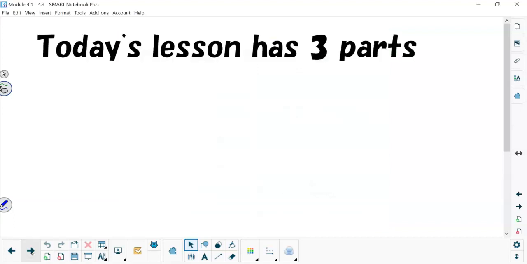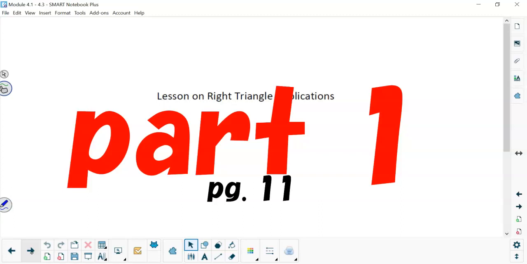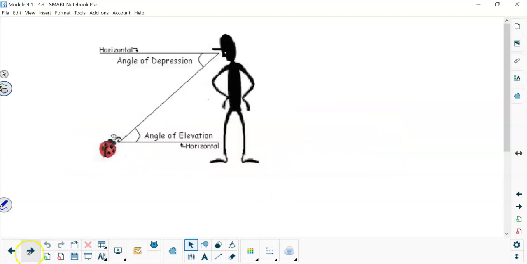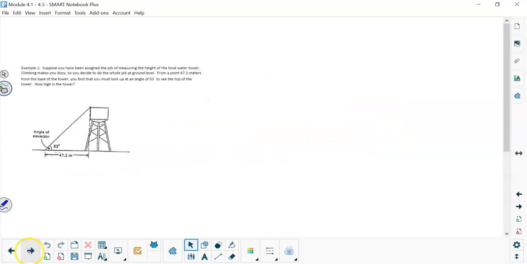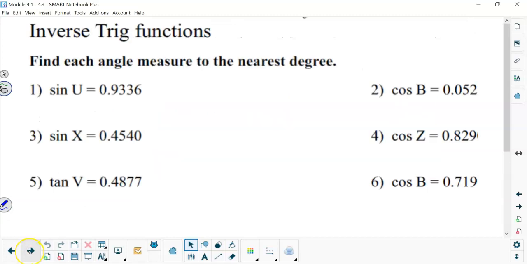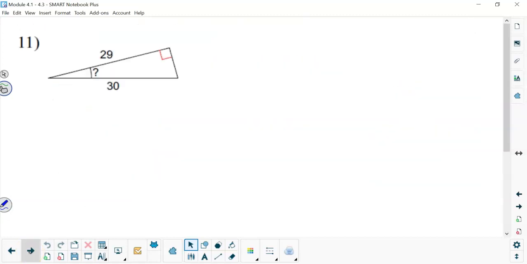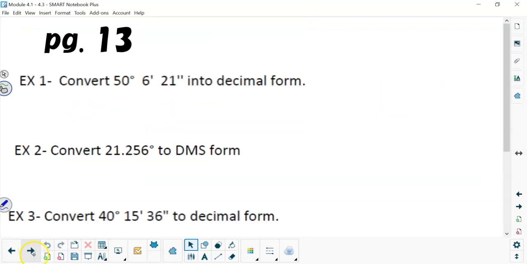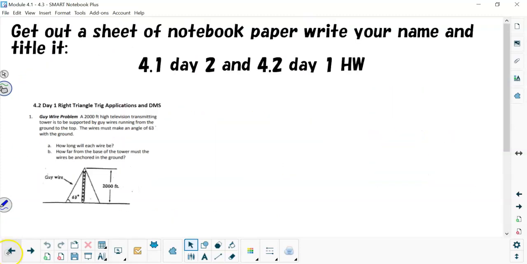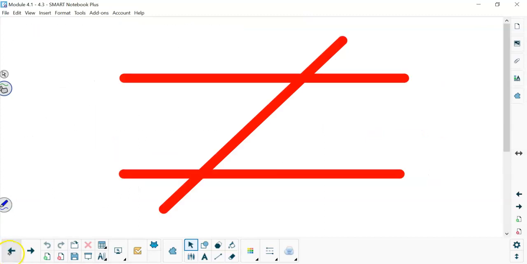All right, you have 3 parts, and I'm just gonna tell you all the parts in the beginning. 3 parts that we're learning today. Part 1 is gonna be angle of elevation. Part 2 is going to be actually finding an angle measure. Part 3 we are not going to get to today, but part 3 is going to be converting decimal, seconds, and minutes. I'll talk more about that tomorrow. Let's go ahead and back up to part 1.